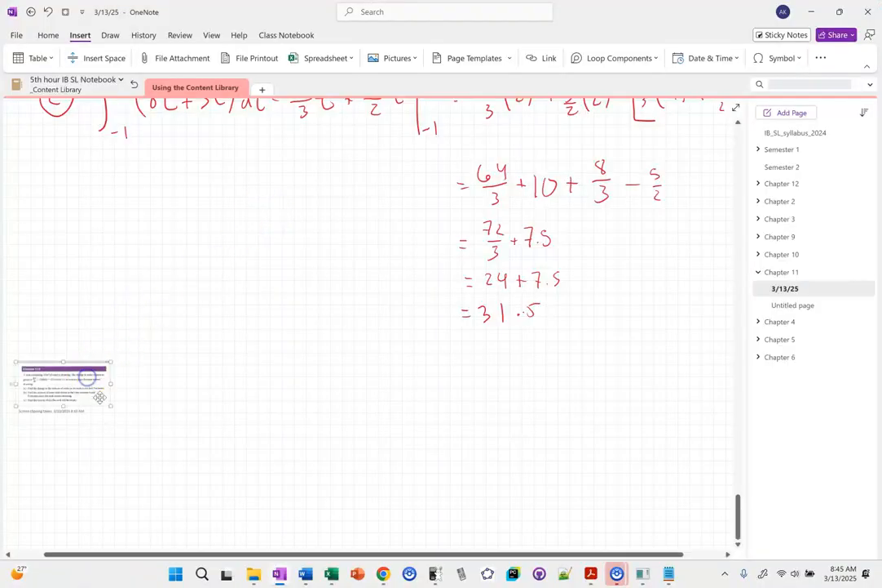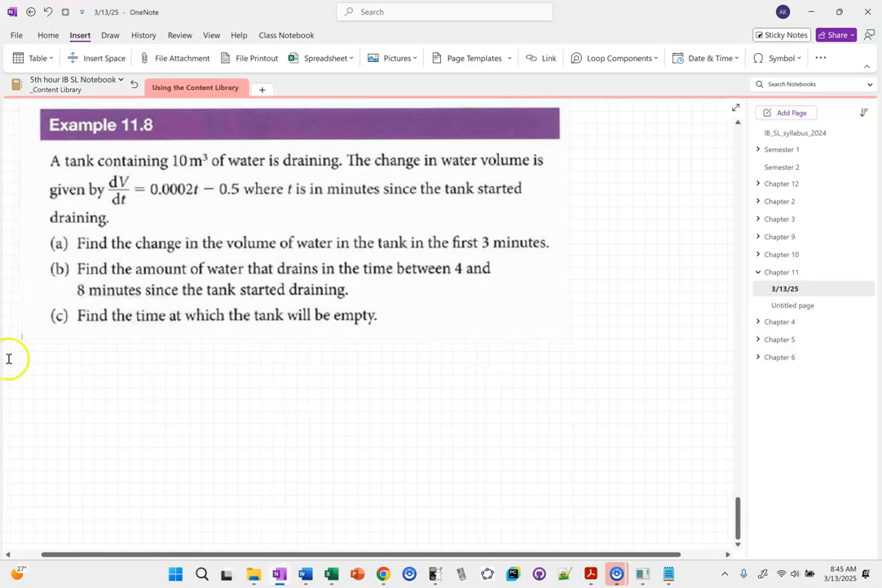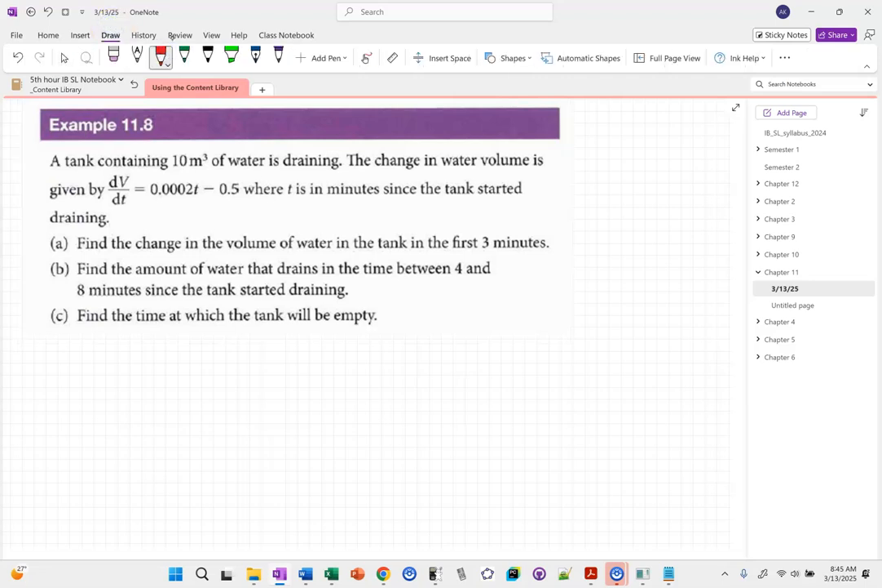All right. So we'll do one more example. This one's another story problem. I know you guys hate these, so it's probably good to talk through what I'm noticing when I read these to figure out the decoding piece, because that's always a challenge. It says a tank containing 10 cubic meters of water is draining. The change in water volume is given by dV/dt equals yada, yada, yada, where t is in minutes since the tank started draining. Find the change in volume of water in the tank for the first 3 minutes.